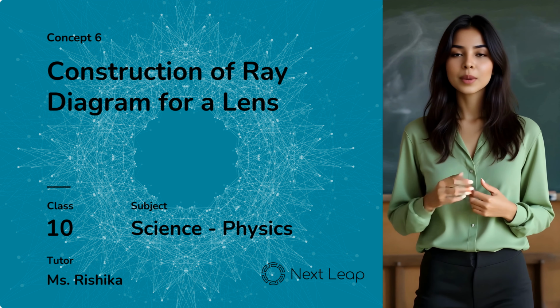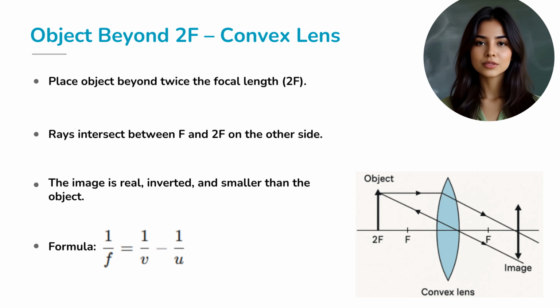We can also verify this mathematically using the lens formula 1/f = 1/v − 1/u. Here, f is the focal length, v is the image distance, and u is the object distance. Substituting values will always confirm what the ray diagram shows, the image position between f and 2f.